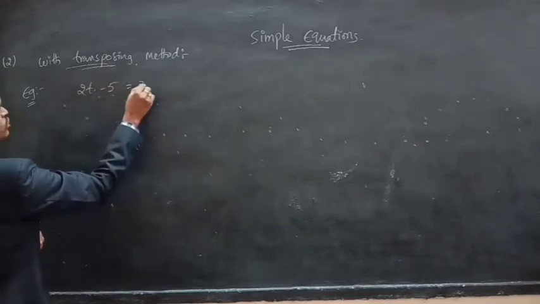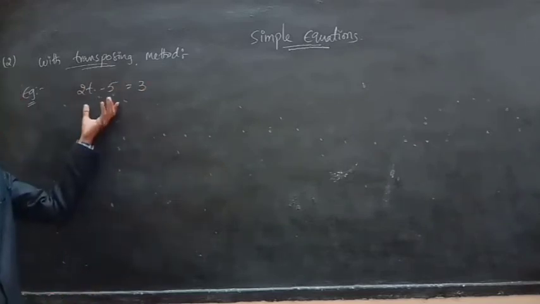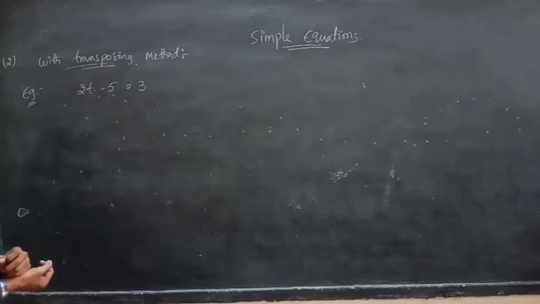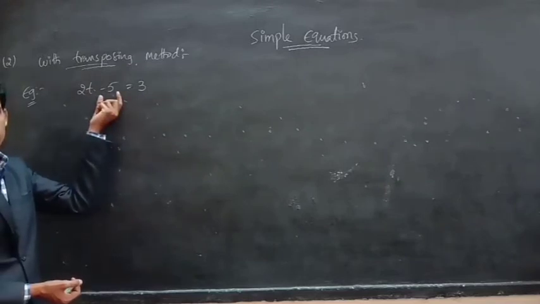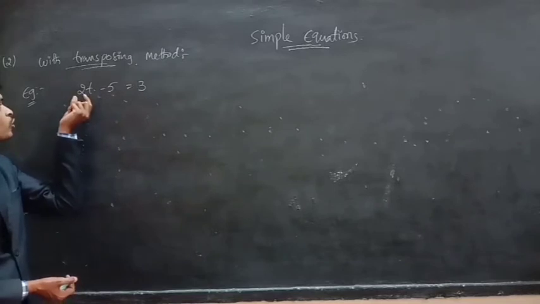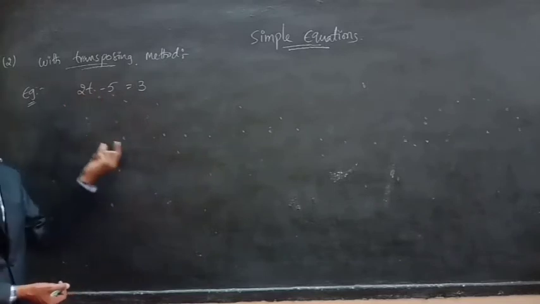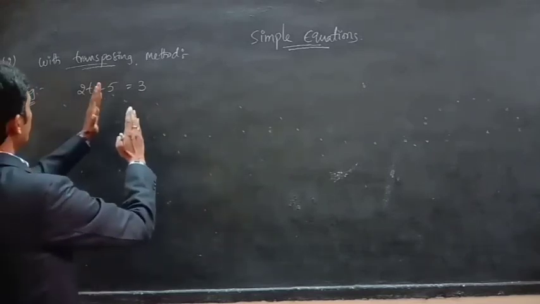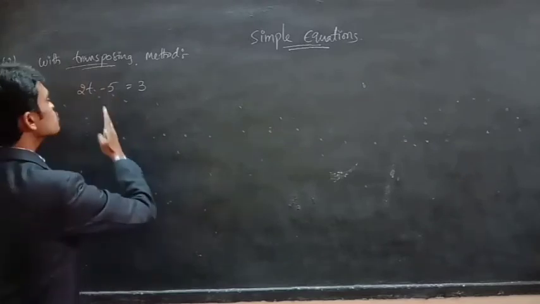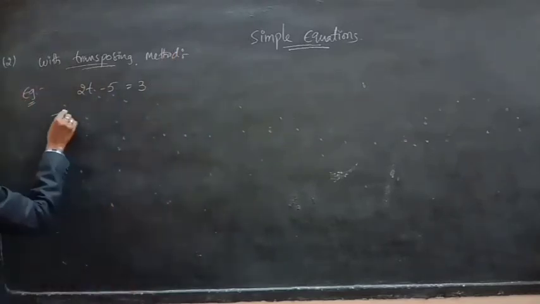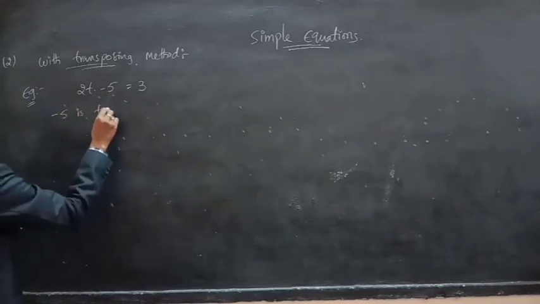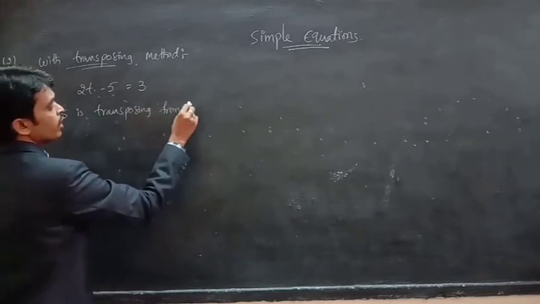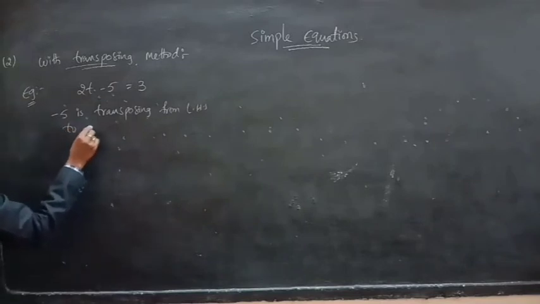2t minus 5 is equal to 3. Now we should solve this simple equation by transposing. Here first we have to transpose the constant terms. After that, we transpose the coefficient of the variable. Now minus 5 is on the LHS side. We have to transpose it to the RHS. Then minus 5 is transposing from LHS to RHS.